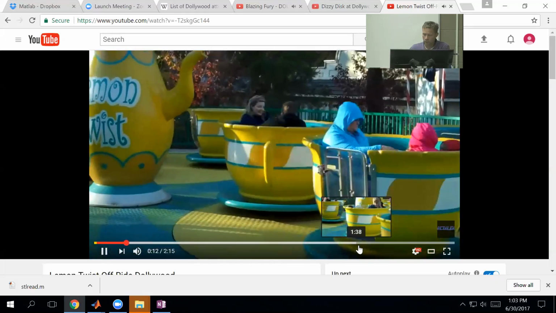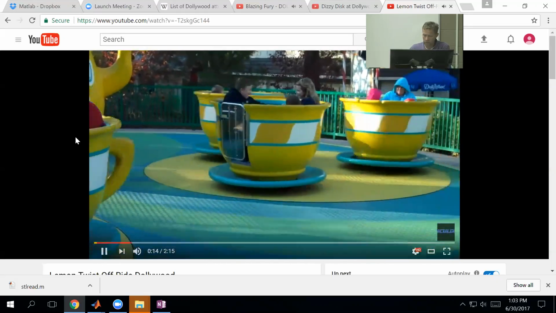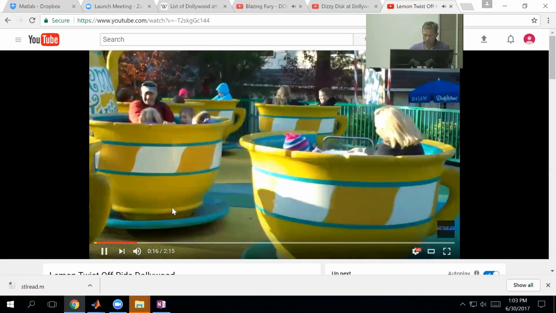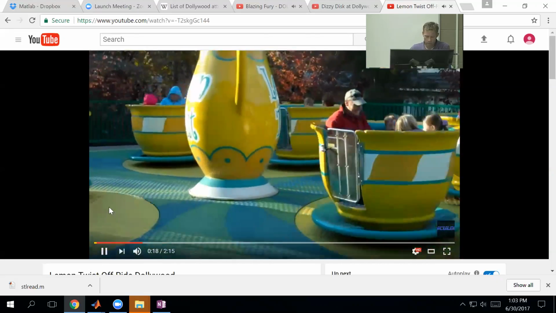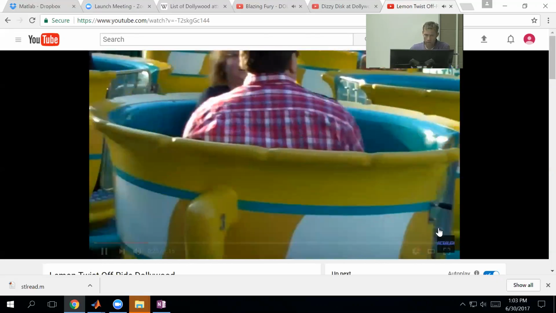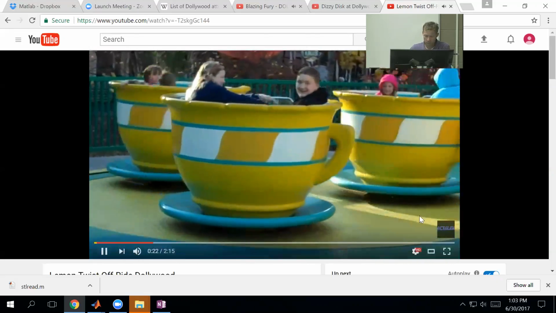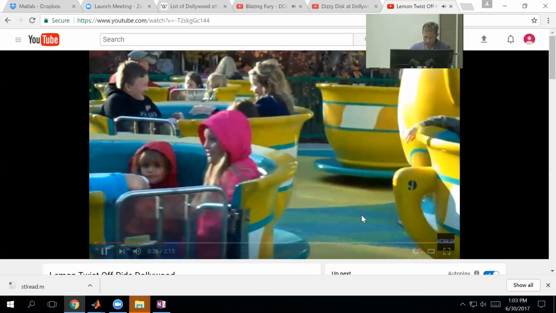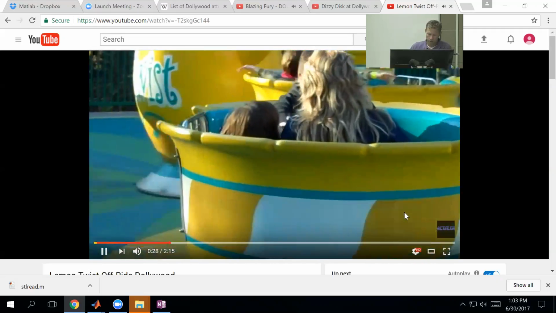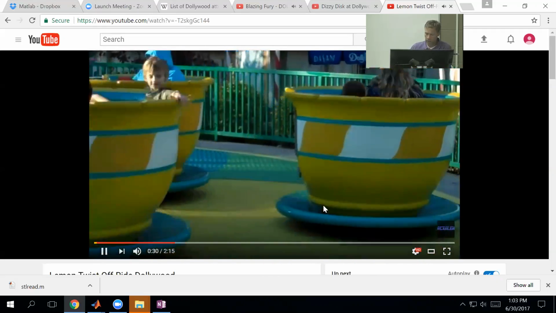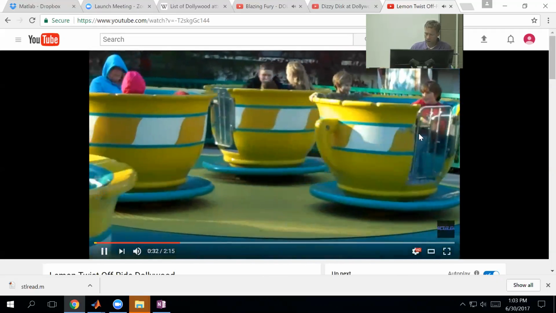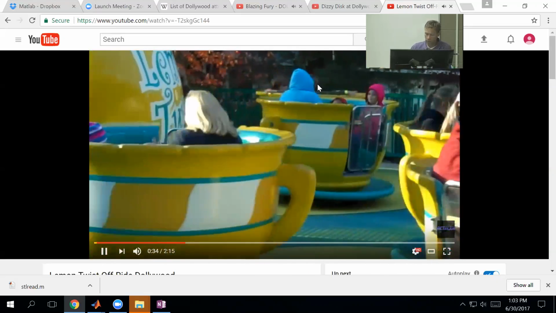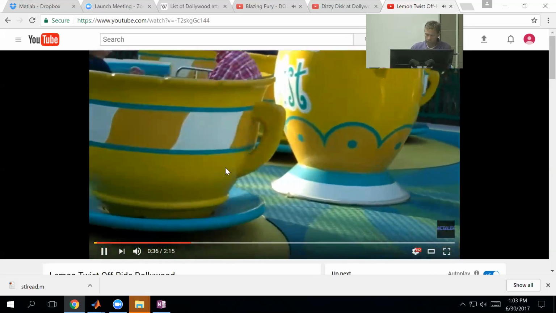So here you go. You're on this ride, the lemon twist, and you're riding around. So we're familiar with these rides. The plate, this base, is rotating at 1 speed. We've got a second rotational speed for each, in this case, set of 3 cups. And then finally, each cup is free to rotate about its own axis.